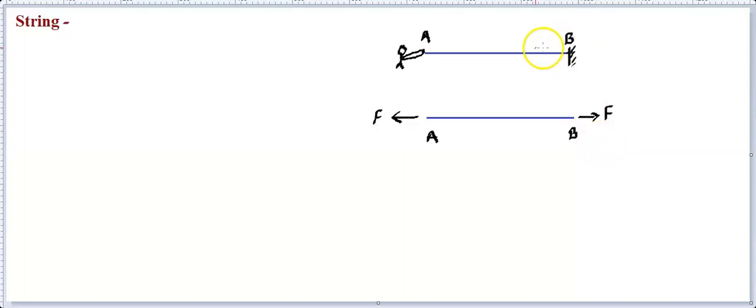So if you tie a string or rope or thread with a wall and you pull it, then you'll find this string is being pulled from both the directions, right? What you cannot do is otherwise, that means you cannot push it. If you try to apply force like this, that's called push force. So you'll find this will become slack, right? And this wall cannot push the string, so the wall can only pull it.